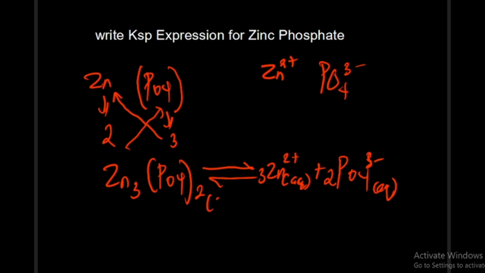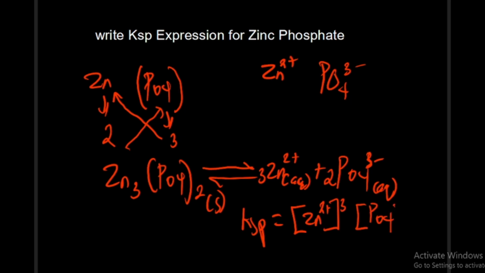Remember, this one is solid, so you don't use the solid here. So it's going to be Ksp equals the concentration of Zn2+ raised to the power of the coefficient, which is 3. Then here we have PO4 3-, and the coefficient is 2. Do you understand? So Ksp for zinc phosphate is this. Hope you understand, because you will see it in the exam.